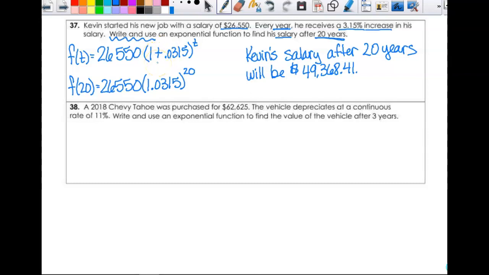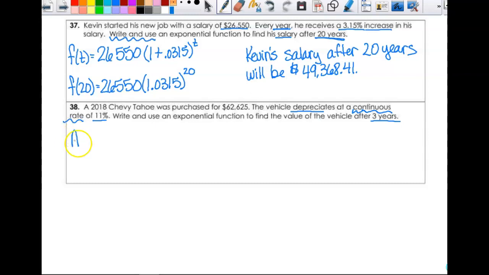All right, so I have a 2018 Chevy Tahoe was purchased for $62,625. The vehicle depreciates at a continuous rate. So that continuous rate or continuously tells you that you're using the PERT formula. That's when you have to use E. The rate is 11%. Write and use an exponential function to find the value of the vehicle after 3 years. So it depreciates continuously, and then we're going to see what happens after 3 years.